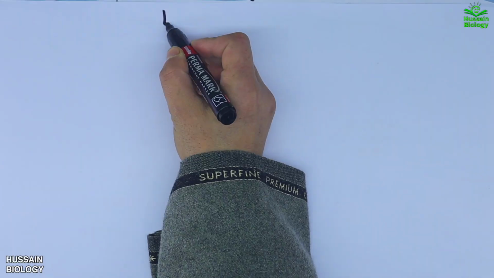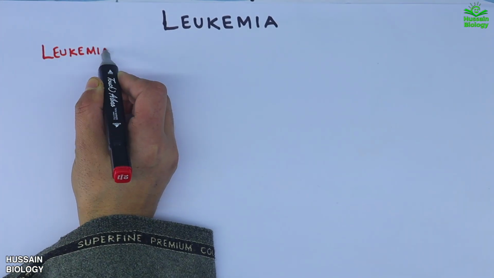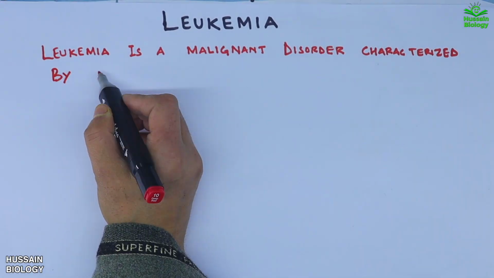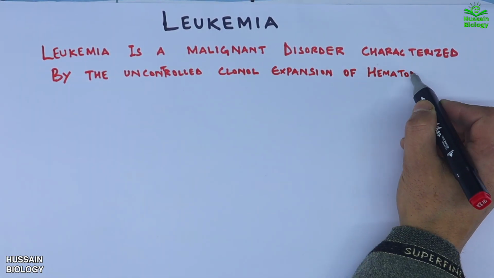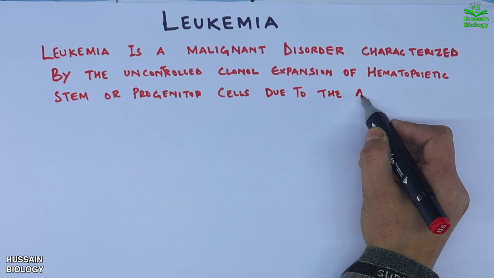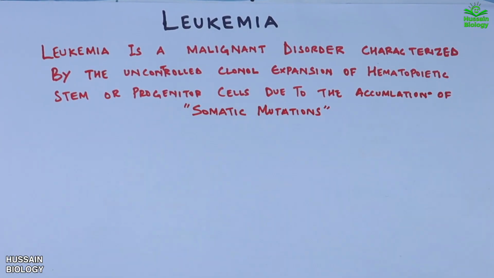This video is about leukemia. Leukemia is a malignant disorder characterized by the uncontrolled clonal expansion of hematopoietic stem cells or progenitor cells due to the accumulation of somatic mutations.